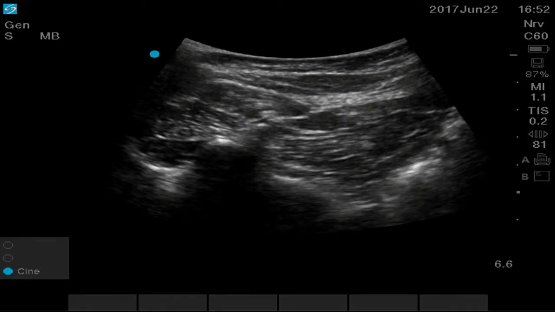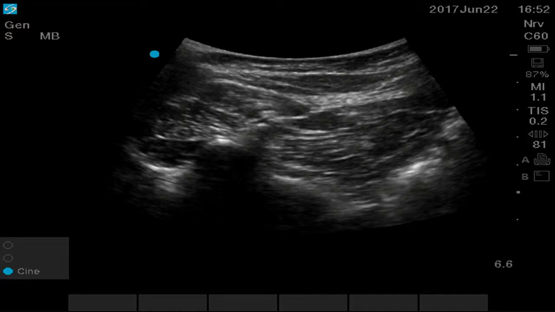So this is the quadratus lumborum muscle, and this is the psoas muscle. And even for lumbar plexus, this is the psoas muscle. We will target between the posterior 1/3 and anterior 2/3 if you use a nerve stimulator and locate the twitch and then inject the local anesthetic here. So this is a lumbar plexus block.